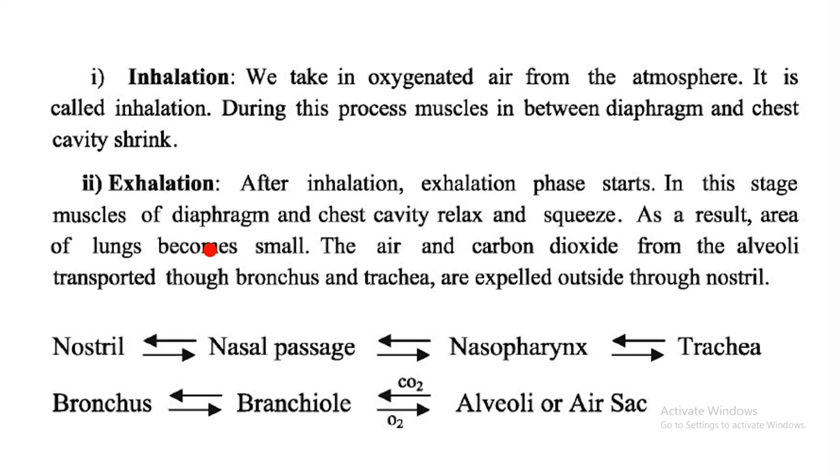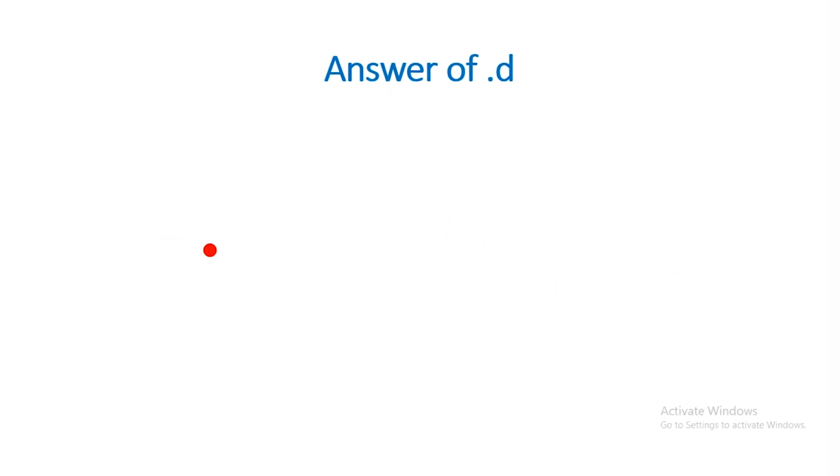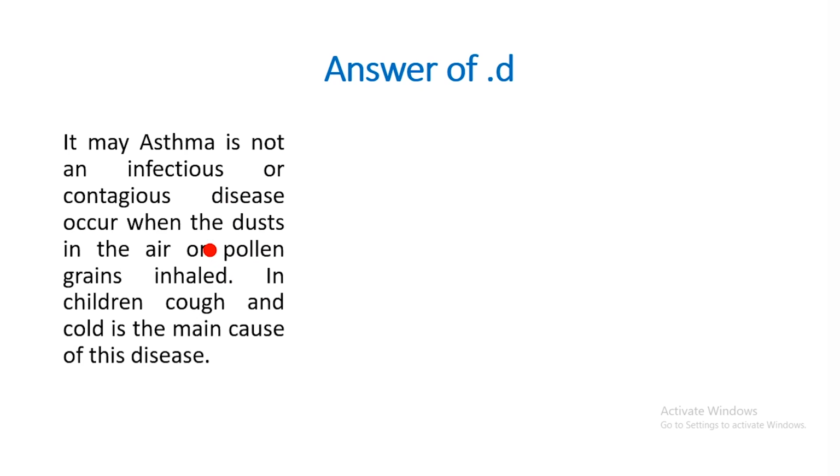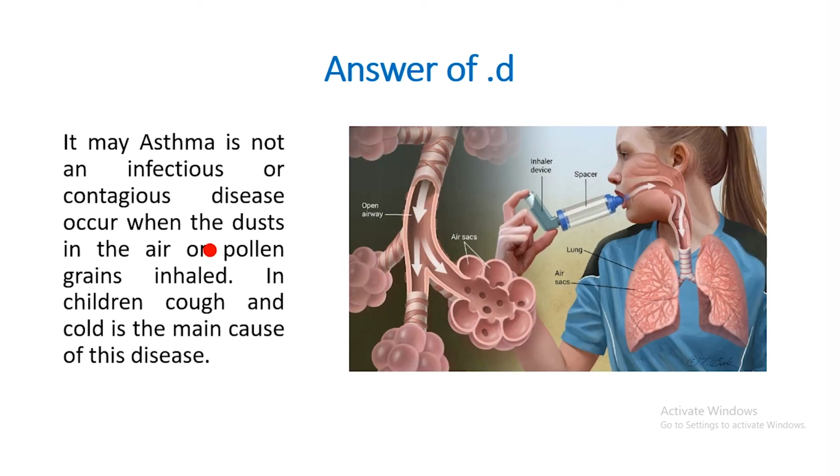And finally, the answer of D. You can draw the figure for your answer number D. Asthma is not an infectious or contagious disease. It occurs when dust in the air or pollen gets inhaled. In children, cough and cold are the main causes of this disease.